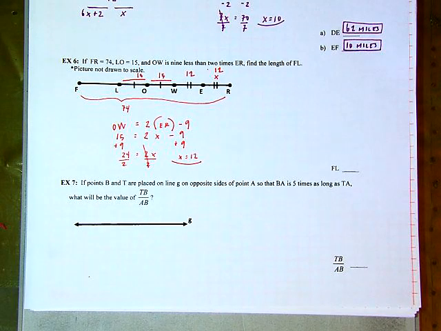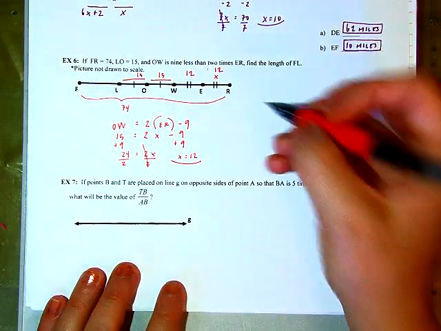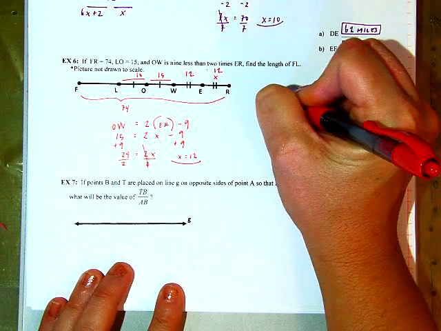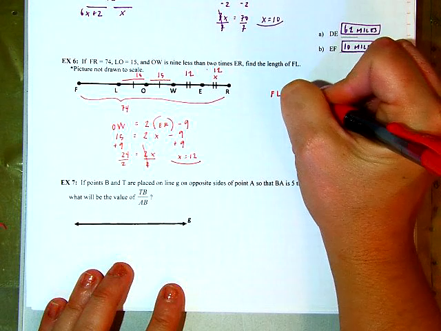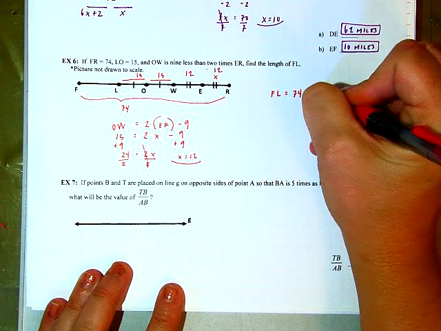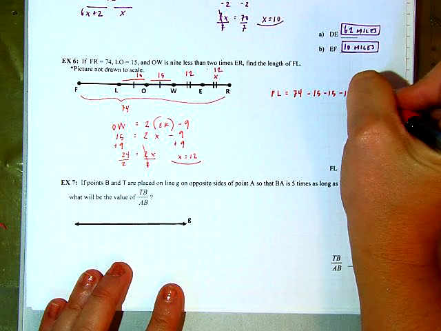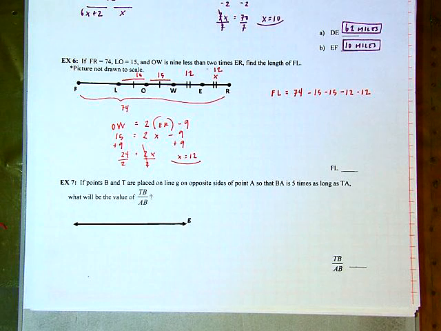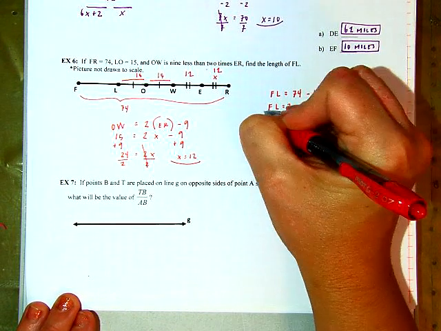So now I'm just trying to get to what FL is, right? That's what I'm asked to solve for. What is the length of FL? Well, FL must be the leftover. So FL must be, I'm going to take that 74, take away the two 15s and the two 12s. So if I take 74 and I deduct 15, 15, 12, and 12, I'm left with 20. So FL equals 20.